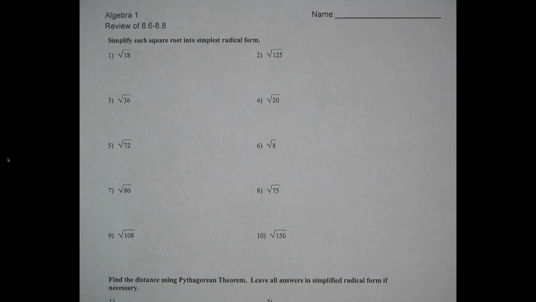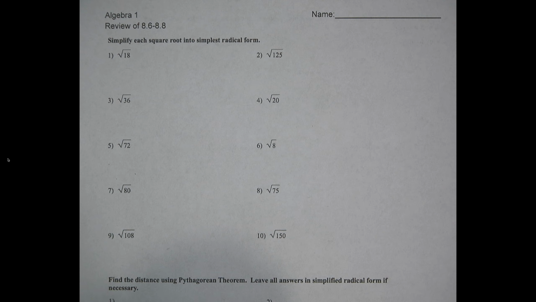This is a review sheet of 8.6 and 8.8: Simplifying Radicals, Pythagorean Theorem, and the distance formula. So section number 1 up here, we're just going to be simplifying each square root or radical into simplest radical form. So trying to split each one of these numbers into pieces, we're going to factor them out and try and find a perfect square.